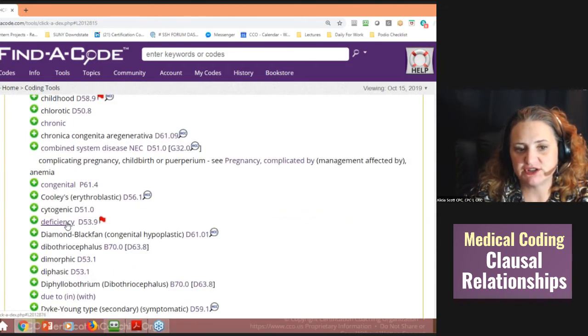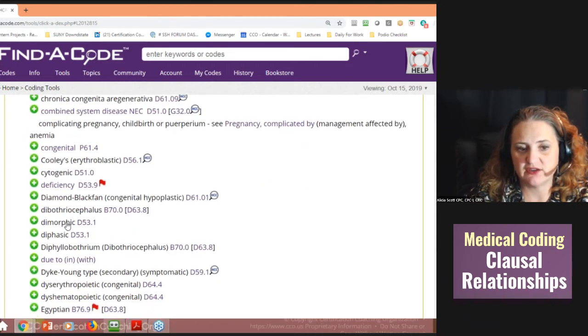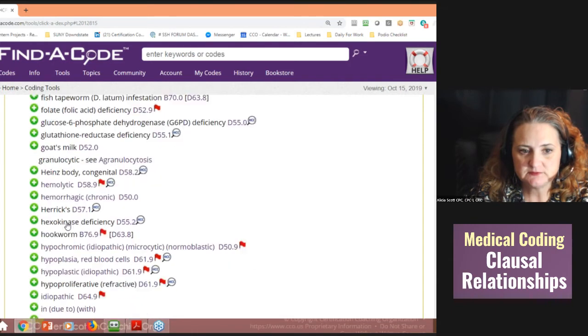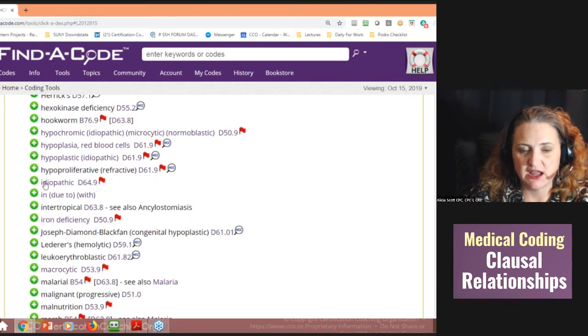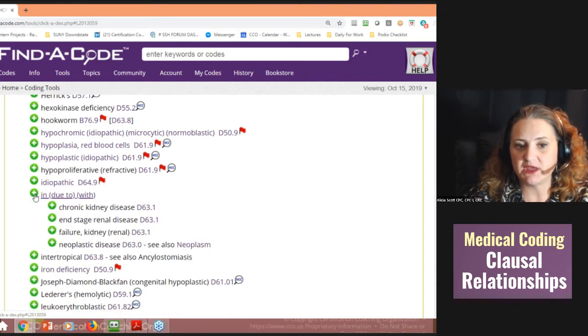So you can go look at the R's and you can go look at the K's, you're not going to find it. However, you can see here it's not in there, right? But "in," "due to," or "with" is. So let's see all of the conditions that have a causal relationship, that's what this means, with anemia.